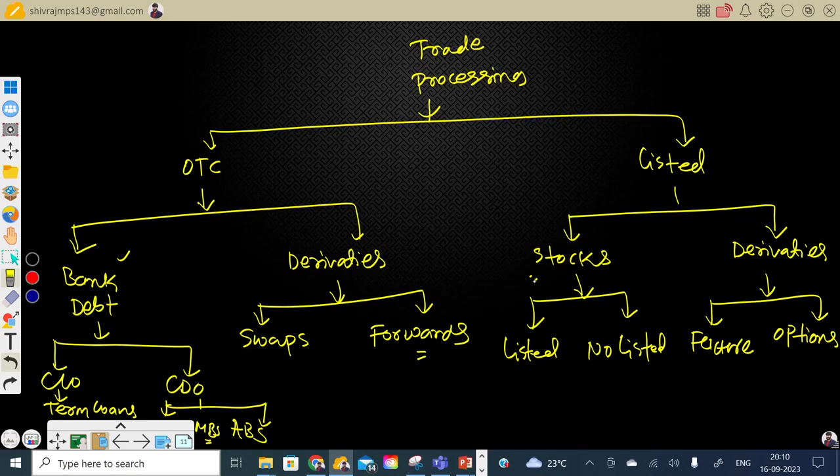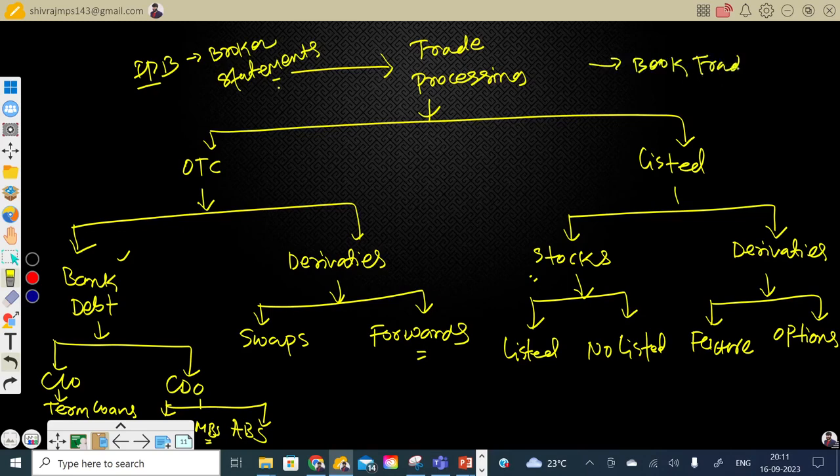What would be their main job? As I said, they refer to IPBs and broker statements and book the trades in the system. So IPBs, broker statements, where they refer to the trades and book them into the system.